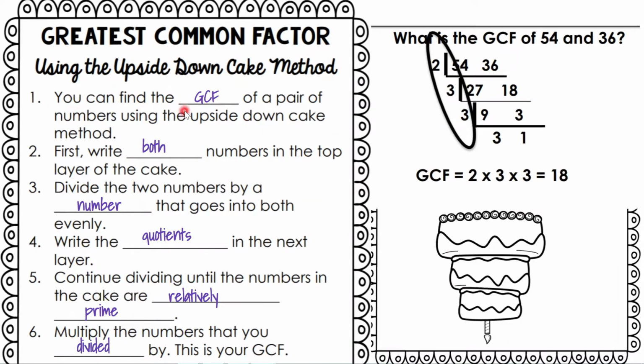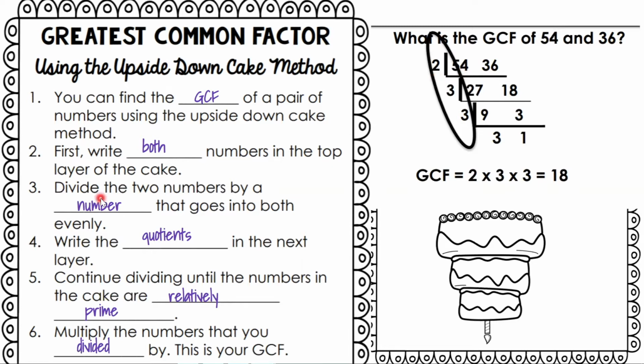So first, you can find the GCF, greatest common factor, of a pair of numbers by using the upside down cake method. I call it that because it does kind of look like an upside down cake when you're done. First, you write both the numbers in the top layer of the cake. So you draw a cake like this. And in our situation here, we're trying to find the GCF of 54 and 36. So you write 54 on one side and 36 right next to it. And then you draw the top layer of the cake around it.